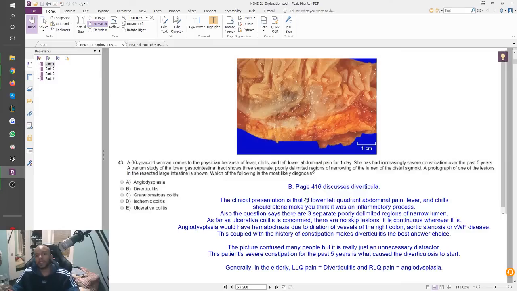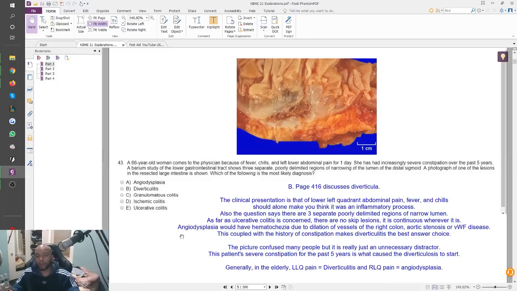The clinical presentation of lower left quadrant abdominal pain, fever, and chills should alone make you think this is an inflammatory process. This is what they described in the question. Also, the question says there are 3 separate, poorly delimited regions of narrow lumen. As far as ulcerative colitis is concerned, answer choice E, there are no skip lesions, so you can definitely knock that out. They would be connected, not 3 separate areas.